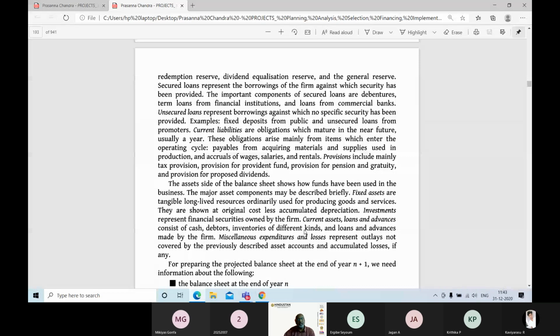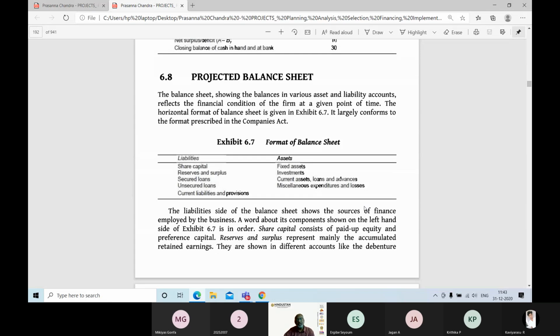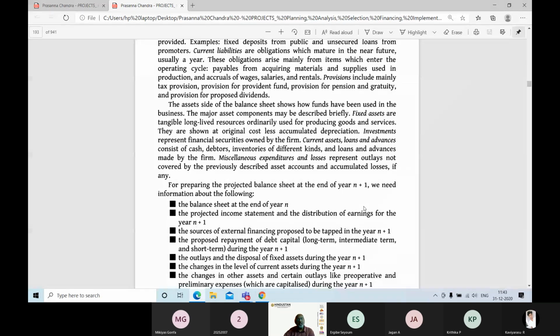On the asset side of the balance sheet, particularly, the liability side, what is the content, and the asset side, what is the content? The fixed assets, investments, current assets, loans, advances, miscellaneous expenditure, and losses. Fixed assets are the major asset component described here. Fixed assets are tangible, long-lived resources ordinarily used for producing goods and services. They are shown at original cost less accumulated depreciation. Investments represent financial securities owned by the firm.